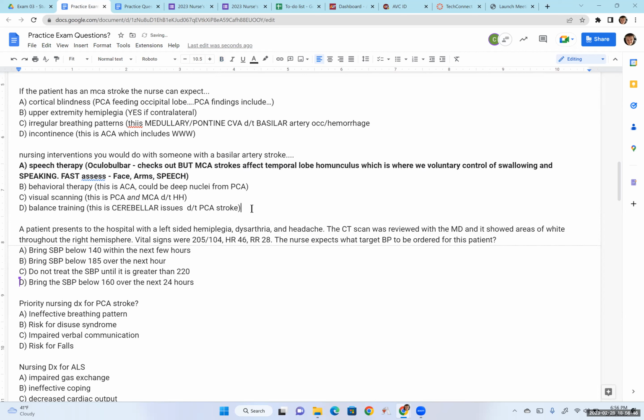Balance training is not going to be cerebellar. I mean, you could say it's face and arms, right? Unless they walk with their arms, like a double amputee, you know, seen the guy that has like two arms and one leg. So yeah, if his arms are affected, he's going to have some gait apraxia, or ataxia.